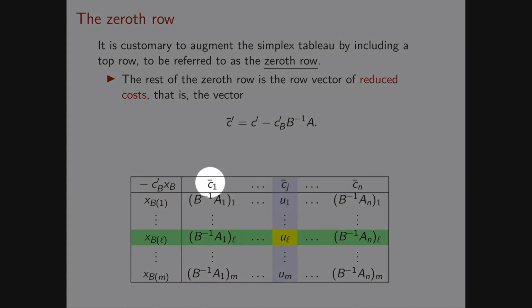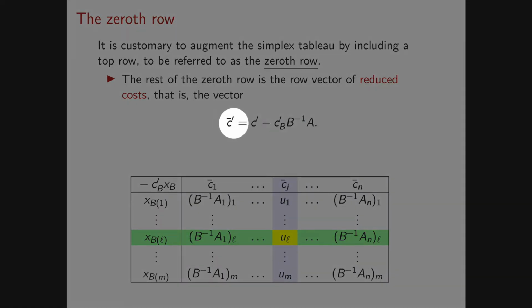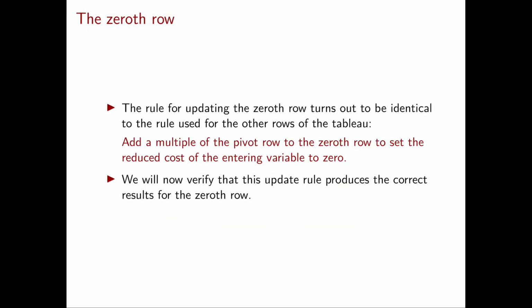So in the first column, we will have C bar 1, then C bar 2, and so forth until C bar n. Once again, the formula for the reduced cost is C bar transpose equal to C transpose minus CB transpose B inverse A. Now we had just understood how we can update the tableau from iteration to iteration.